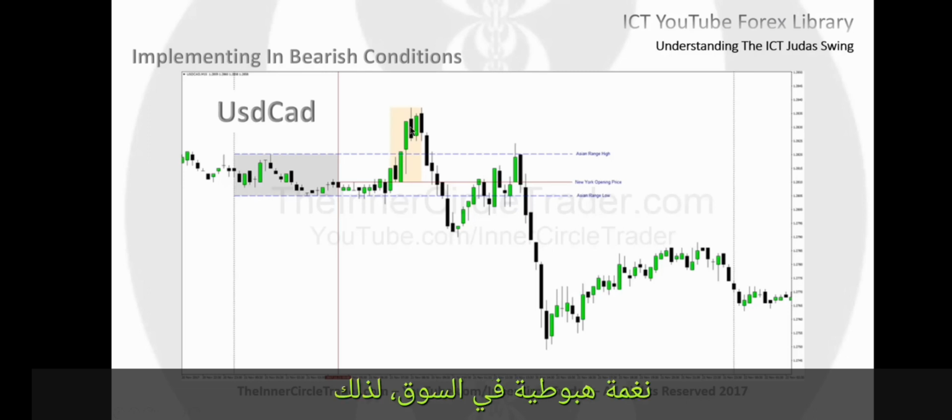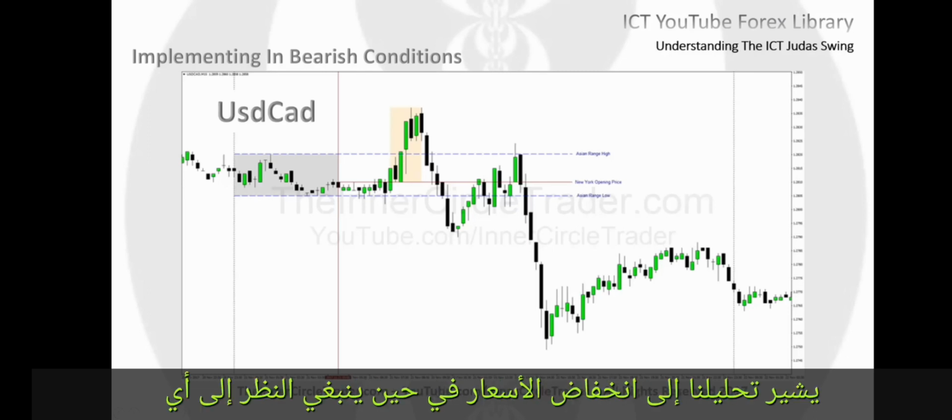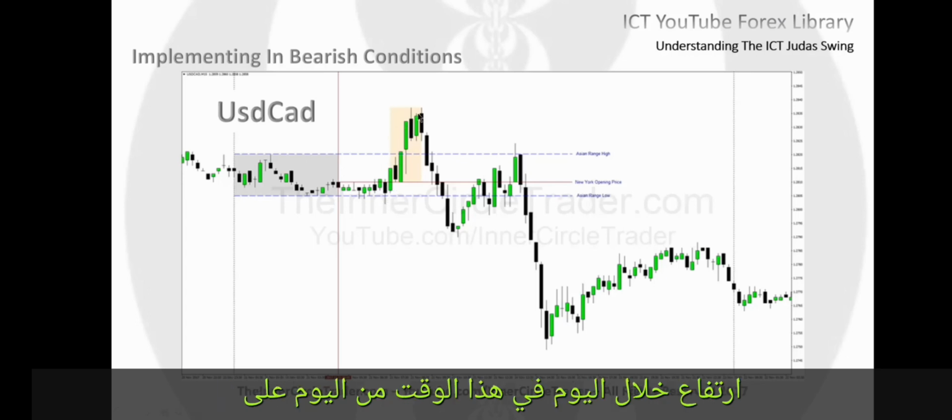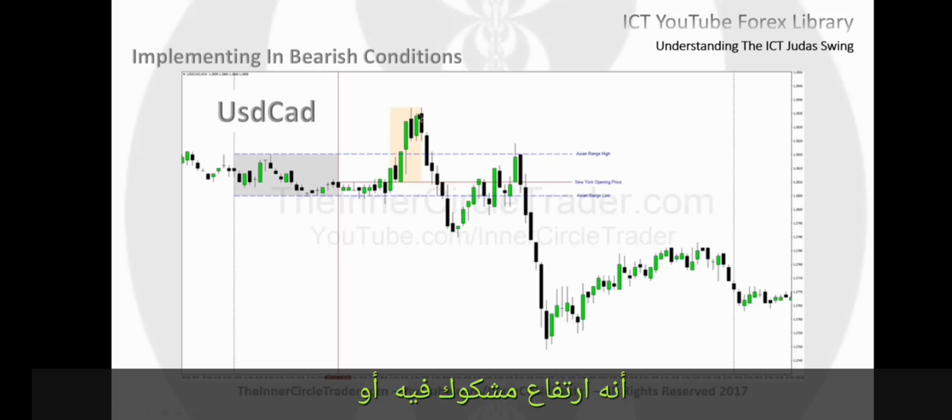So our analysis is suggesting lower prices, while any rally intraday at this time of day should be viewed as a suspect rally or a fake move. It's going to run up here and get everybody excited. Notice the most energy is seen with it making the high of the day. This is slow, lethargic movement below. That's typical. That's stop running below the Asian range low.